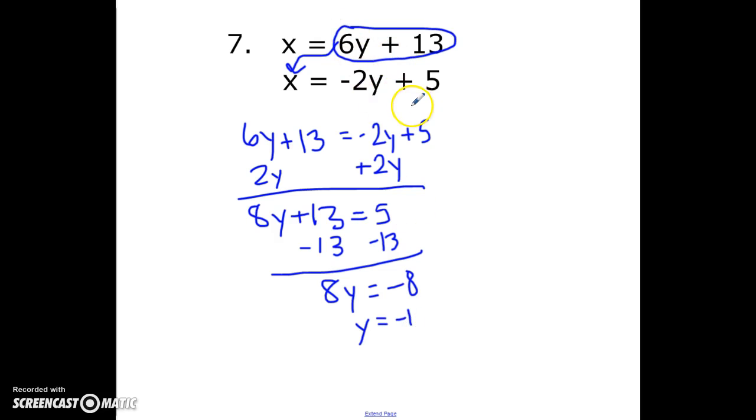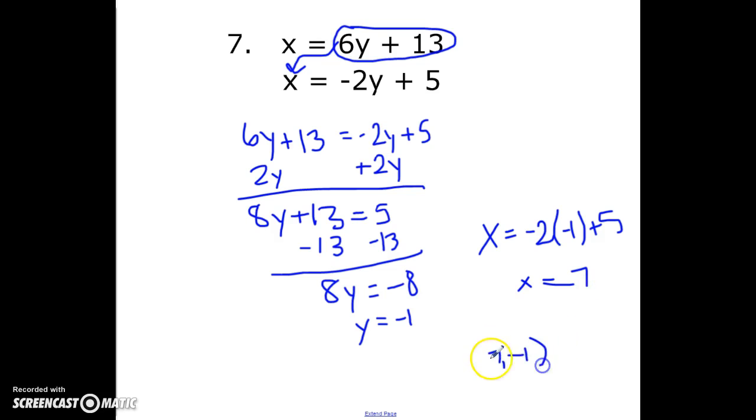Again, neither one is particularly easier or harder. These are smaller numbers, so I'm just going to use that one. It doesn't matter. Negative 2 times negative 1 plus 5. Negative 2 times negative 1 is a positive 2, plus 5 is 7, so x is 7. So 7, negative 1 would be the solution.